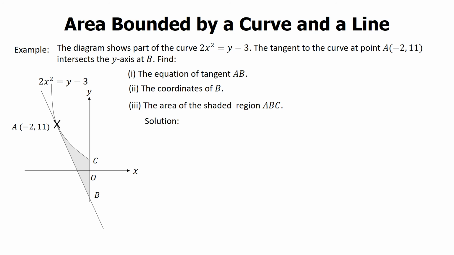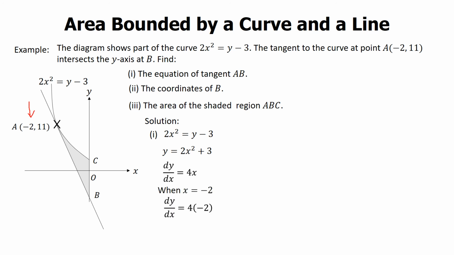Here is the solution. To find the equation of the tangent AB, we need to do differentiation. So, given the equation 2x² = y - 3, we make y the subject. So, y = 2x² + 3, hence dy/dx = 4x. Then, we take the x coordinate of point A as the x value. So when x = -2, dy/dx = 4 times -2, which is -8. So this is the gradient of the tangent line.